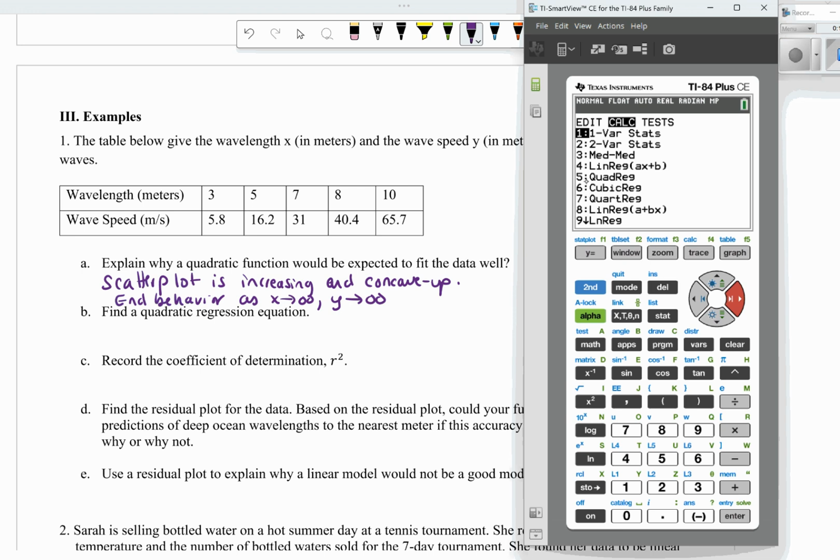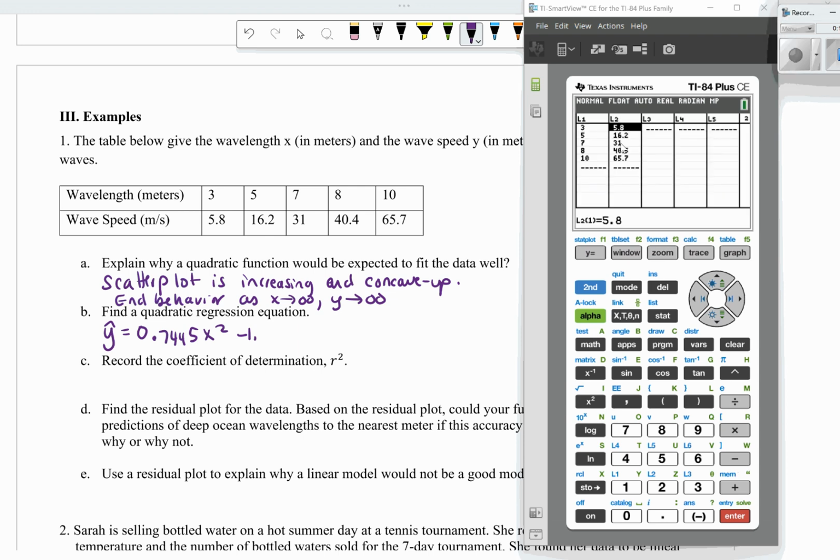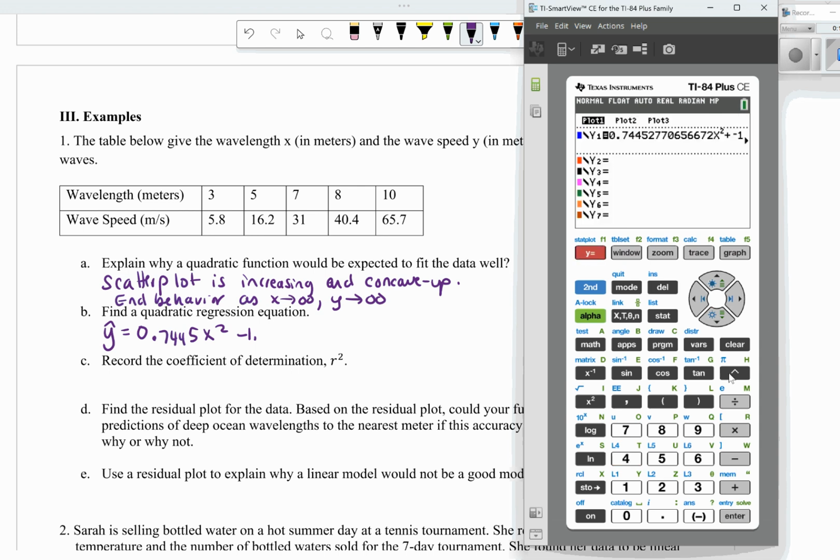So if we find our quadratic regression, stat, calculate, now we're doing quadratic regression number 5. I'm going to store this in my y equals, vars, y vars, function y1. So then our equation we get is y, you can use y hat or you just write y equals, doesn't matter, 0.7445 x squared minus 1 point, and I just realized that I accidentally put 40.5 here. That should have been 40.4. Sorry about that.